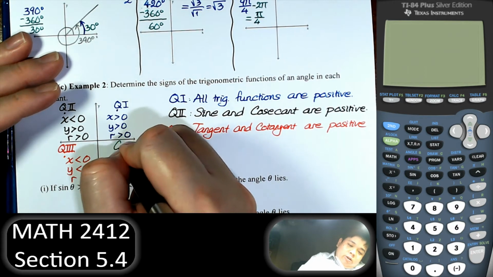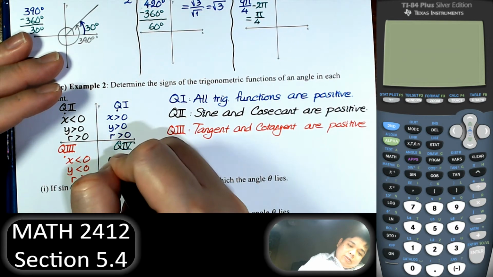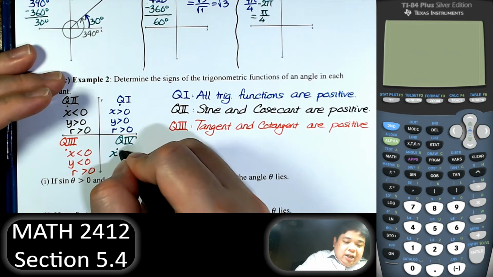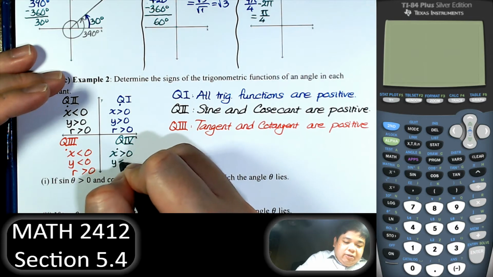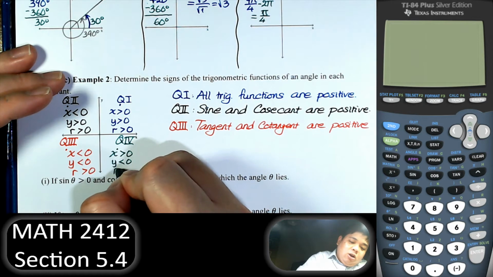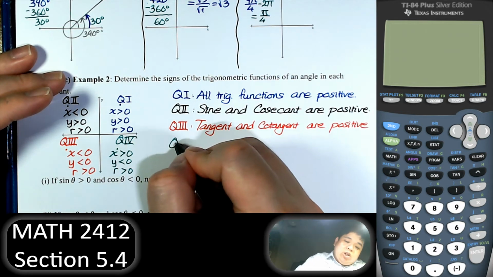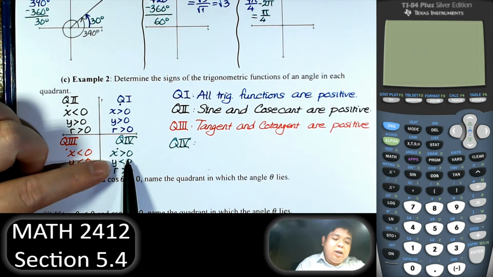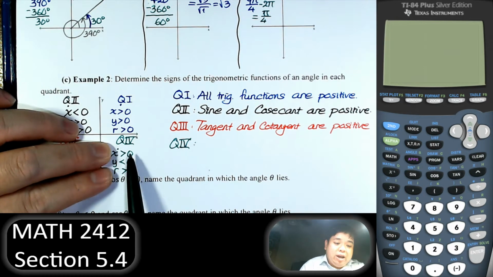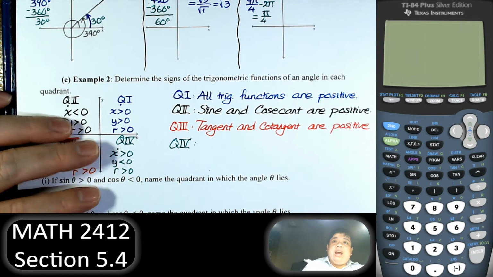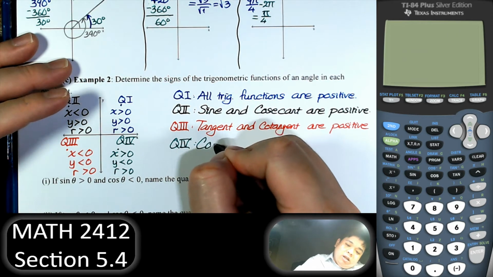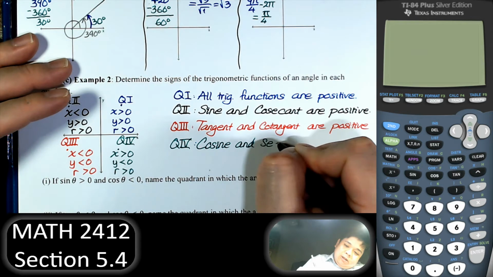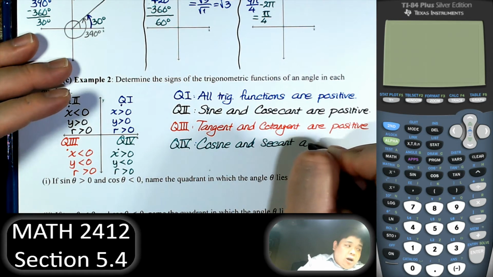And in quadrant 4, x is positive, y is negative, and r is always positive. So whatever ratio is guaranteed to be positive, we have to choose both of them positive. So we have to choose x and r. So whatever ratio has x and r in it, which means cosine and secant, are positive.